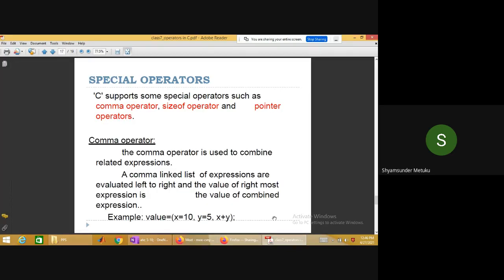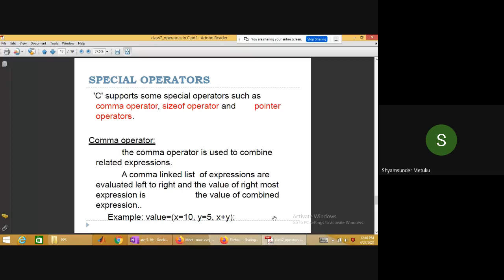Then comes a special operator. The last group of operators: C supports some special operators such as comma operator, sizeof operator, and pointer operator. The comma operator is used to combine related expressions. I think we are already using it in int a, b, c, without knowing. The comma is used to combine multiple statements into a single statement. int a = 10, int b = 10 can also be written as int a = 10, b = 10. I think we have done that already, no? Comma is used to combine multiple expressions.